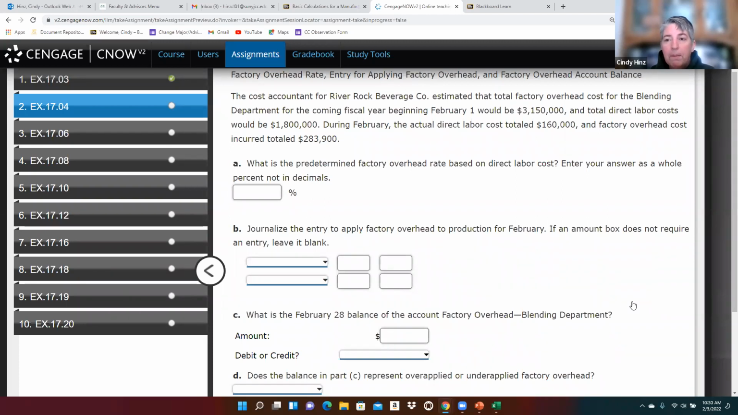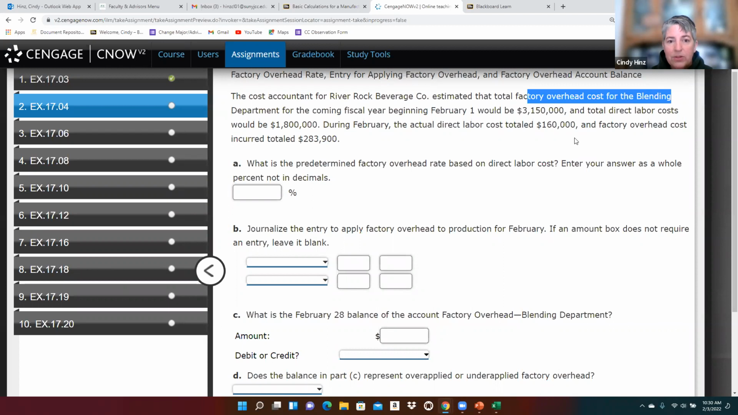So, thinking back to what we discussed in the previous exercise, this company chooses to have a factory overhead account specifically for the blending department. So the dollar amounts that are given here are just for the blending department, and that's what we're accounting for here.